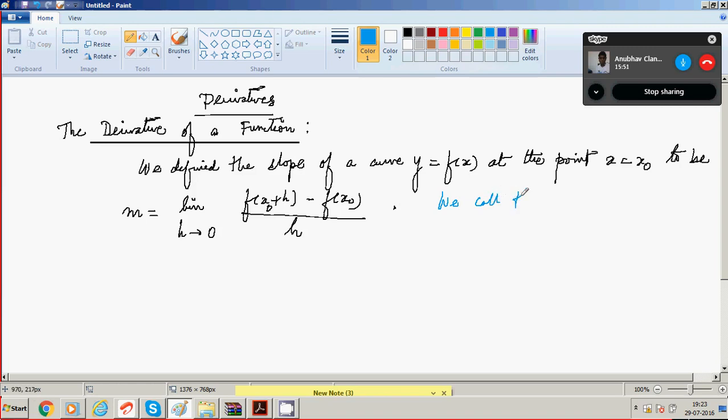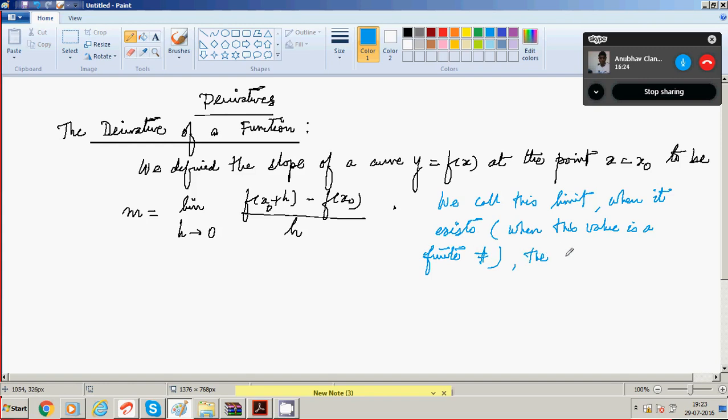We call this limit, when it exists, meaning when it is finite. So when it exists means when this value is a finite number, the derivative at x0.